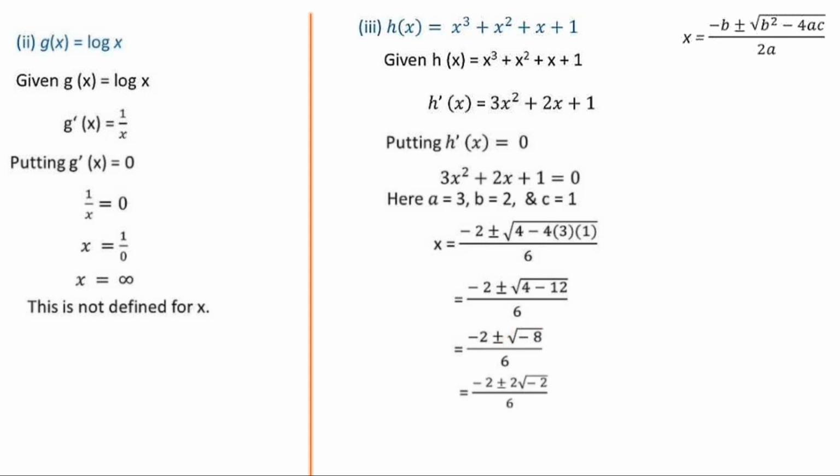So minus 2 plus or minus, the maximum thing we can take out is, here we can write it as 4 into 2. From that 4 we can take 2 outside. So still there is a minus sign inside. When we simplify it, we will be getting 2 root minus 2 divided by 6. So when you cancel 2 from the numerator and denominator, we get minus 1 plus or minus root of minus 2, divided by 3.